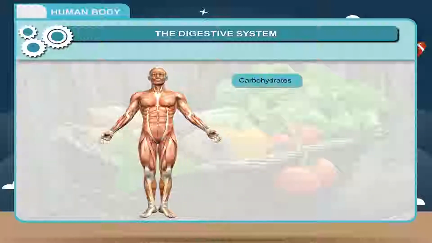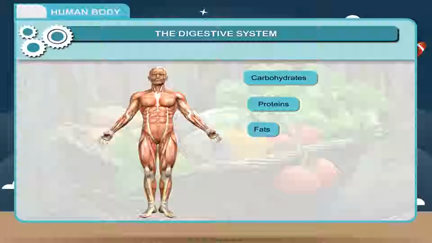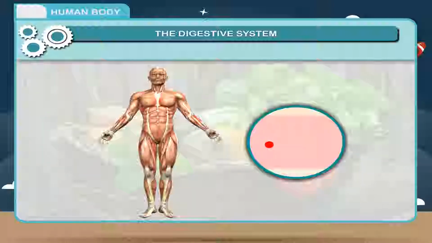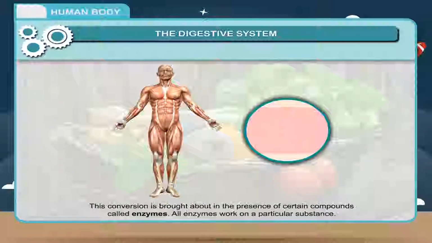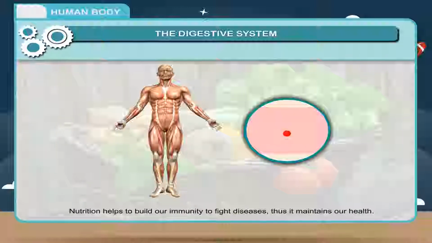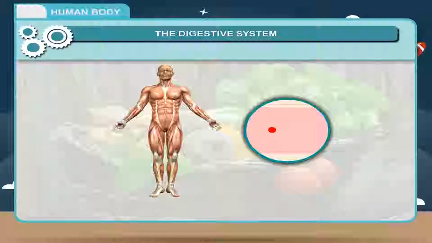The molecules of carbohydrates, proteins, and fats are large and complex. They cannot be absorbed directly by the cells of the body. They have to be converted into a simpler form so that our body cells can easily absorb them. This conversion is brought about in the presence of certain compounds called enzymes. All enzymes work on a particular substance. Nutrition helps to build our immunity to fight diseases, thus it maintains our health.